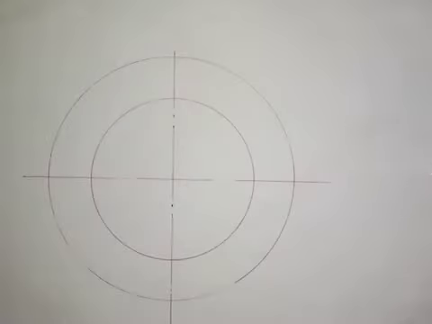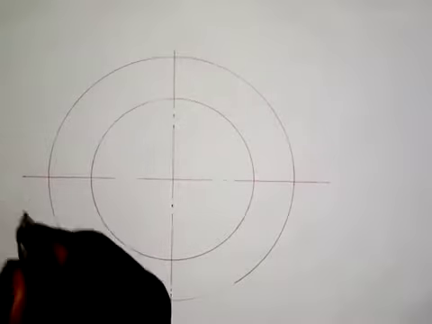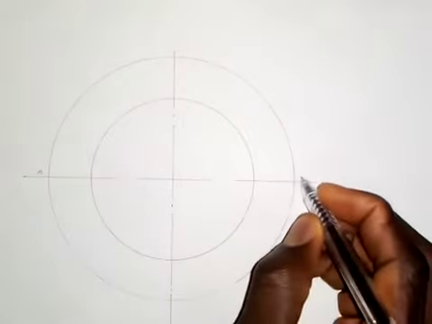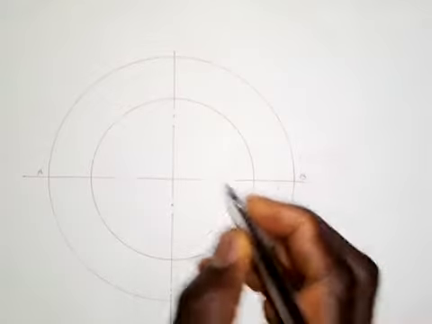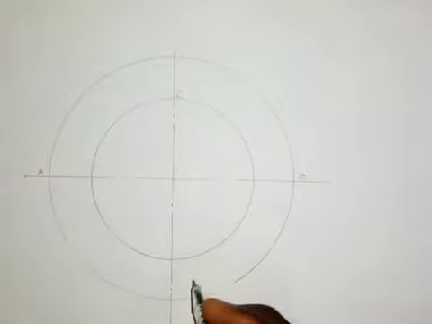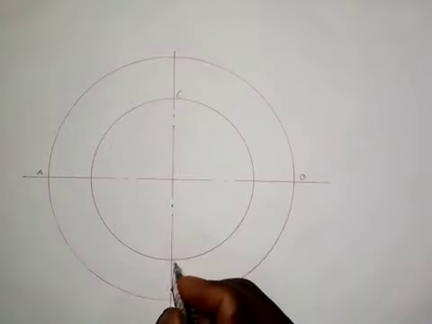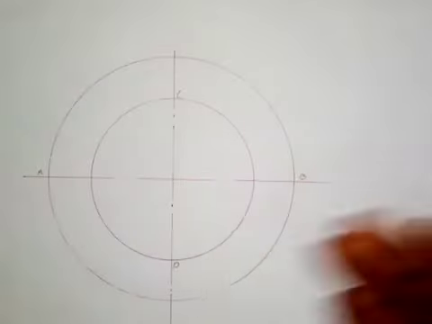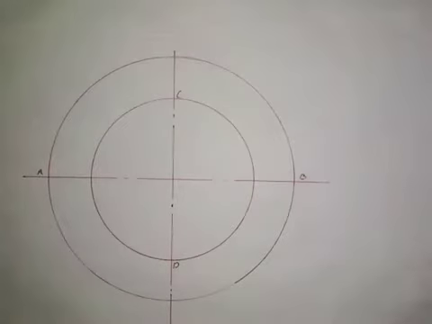Now I'm going to label these points. I label this point as point A, this point I will call point B, this point I will call point C, and this point on the circle I will call point D. Okay, the next thing I'm going to do is to divide the circles into 12 equal parts.